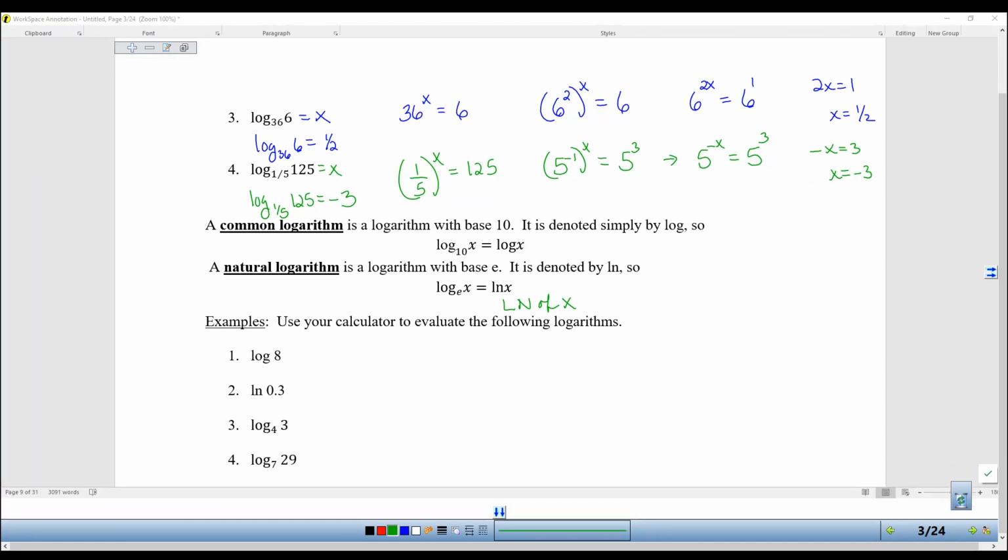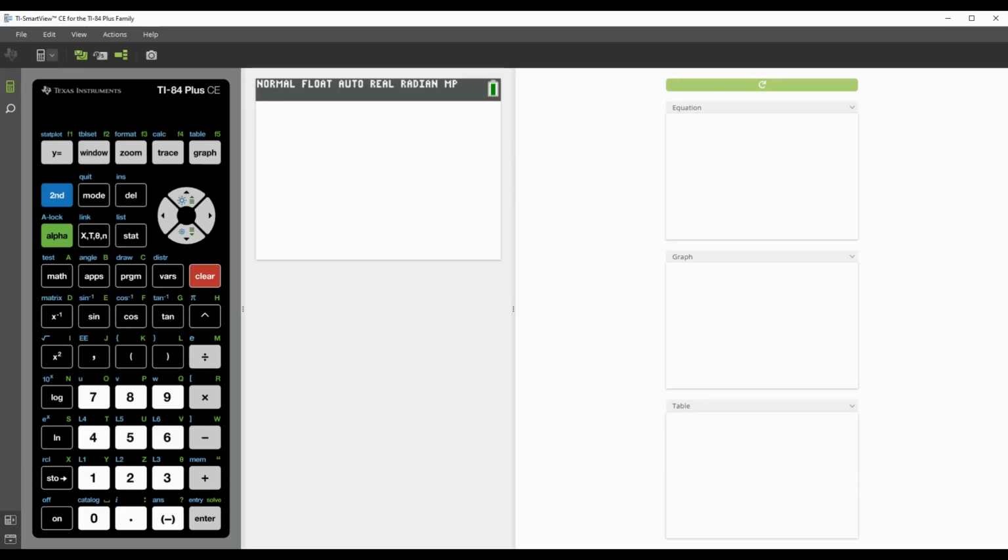All right, so you can get out your calculators to do these logarithms. Your calculator does have a log button. It's right here next to the 7. So to do log 8, you literally press log 8, close your parentheses, which is above the 9, and hit enter. For natural log, that button is right next to the 4. So you can just use natural log, 0.3, and you can get that answer.